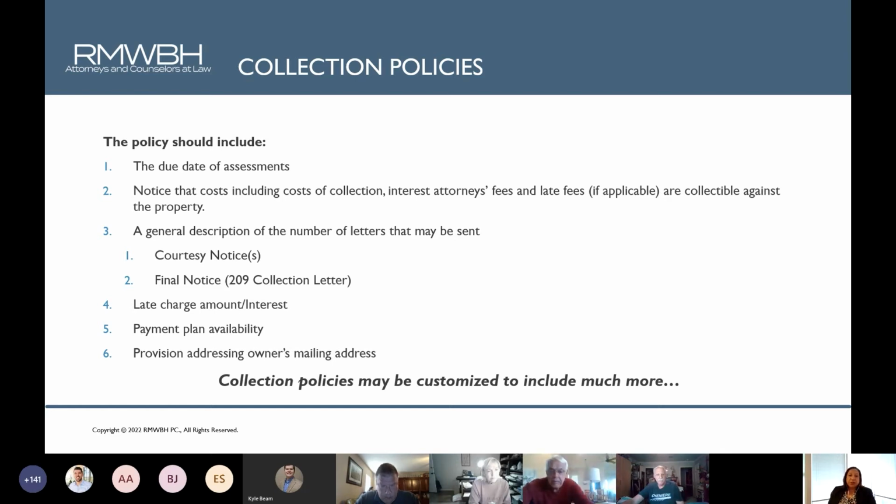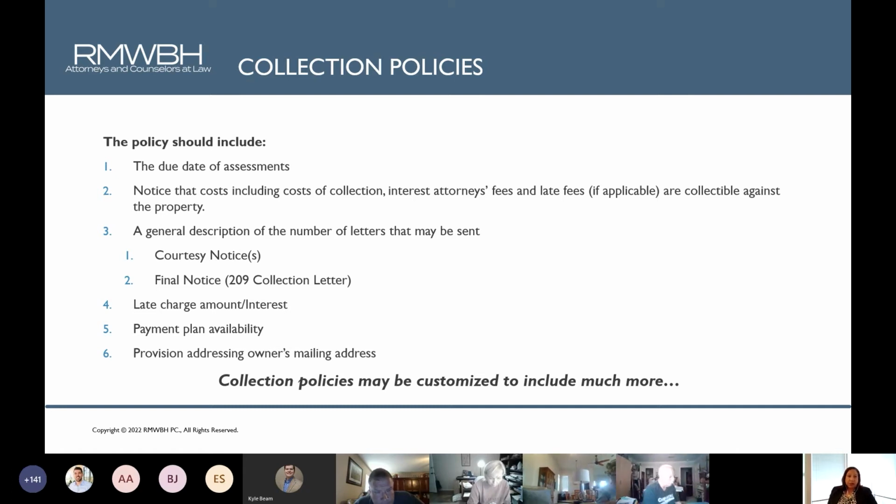The policy should also include notice that the costs, including collection fees, interest, attorney's fees, and late fees, are collectible against the property. Now, that's a very specific, again, issue where you're going to have to rely on your legal counsel, your managing agent, to guide you through to have a good understanding of what the association can actually collect and what is secured by the association's lien.